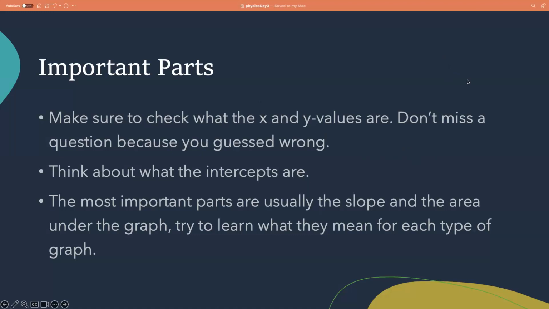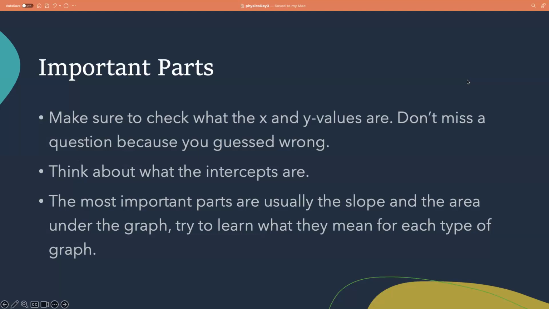And then after that, the most important parts of a graph, the ones that come into the whole thought process of everything, are going to be the slope and the area under the graph. So the slope, everyone knows what the slope is by now, I'm pretty sure. It's just the rise over run, stuff like that. That's going to have meaning most of the time.